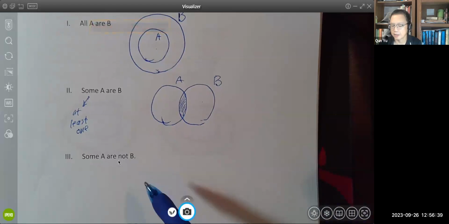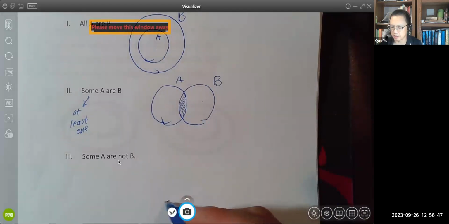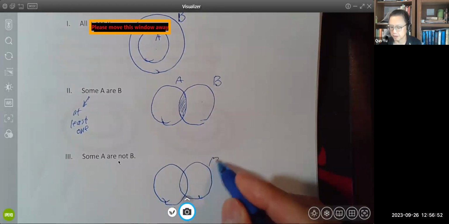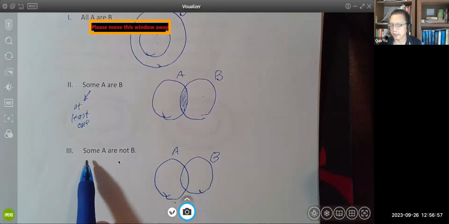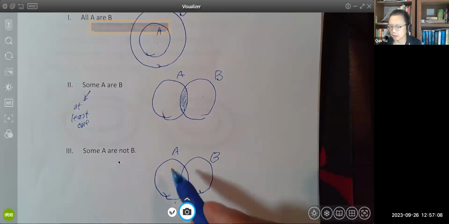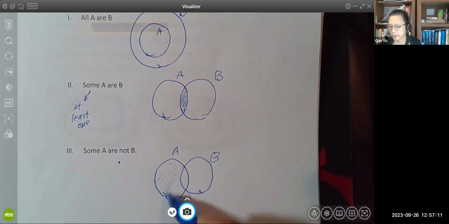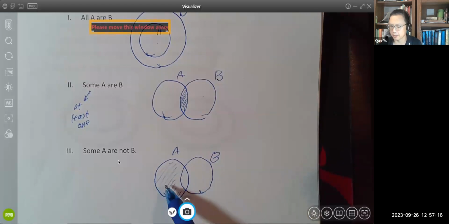Now the third one, some A are not B. Still we start with "some." We're going to draw the two circles the same way here. This is our B, this is our A. But this time they are talking about those elements that are in A but not in B. So they are talking about this part of A, elements in this part of A that are not in B. Some A are not B.